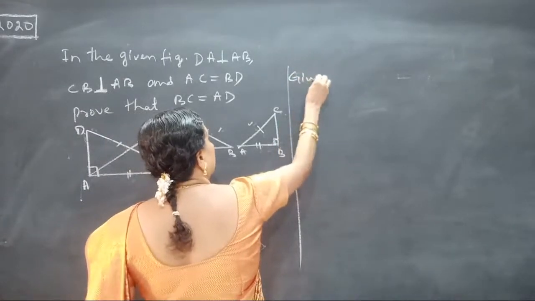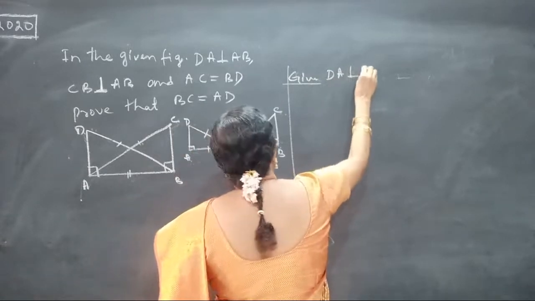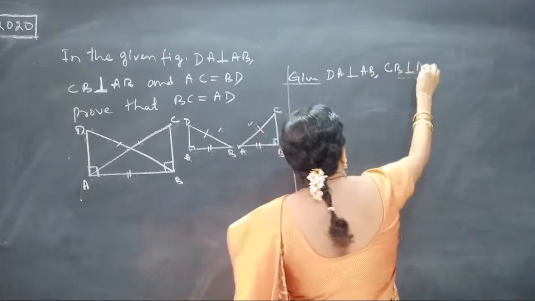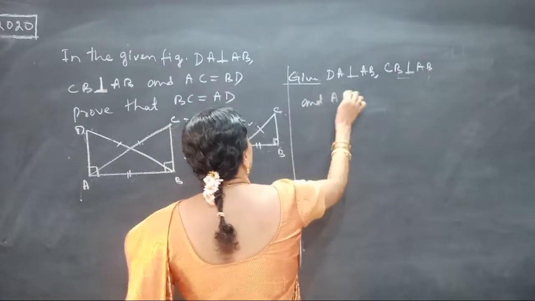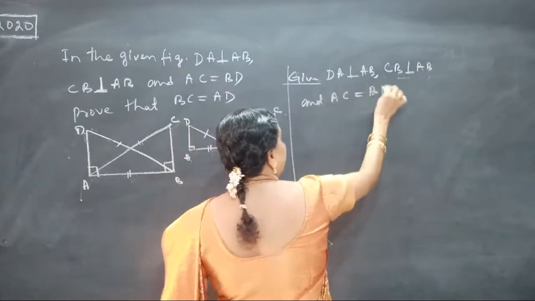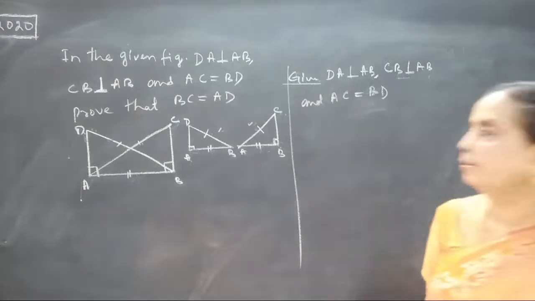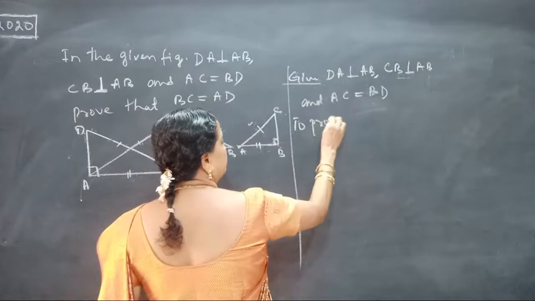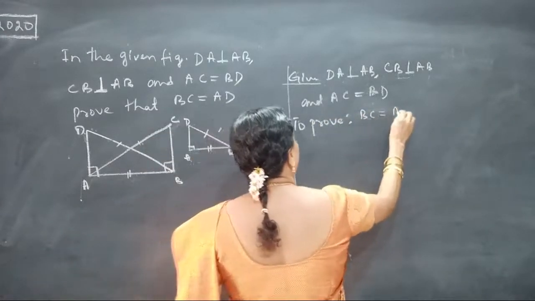Given: DA perpendicular to AB, CB perpendicular to AB, and AC equals BD. Okay? To prove: BC equals AD.